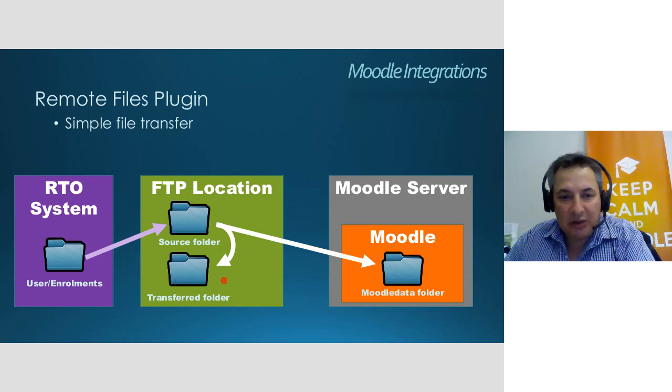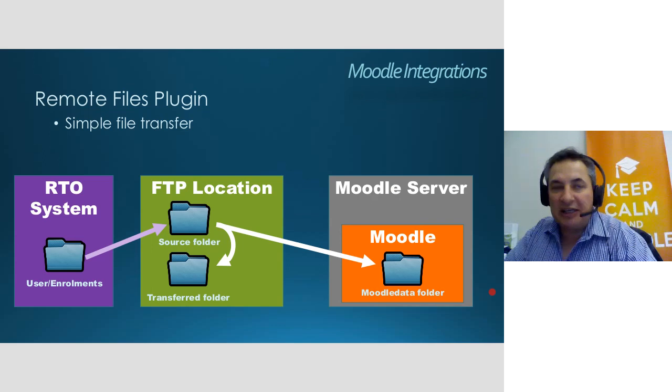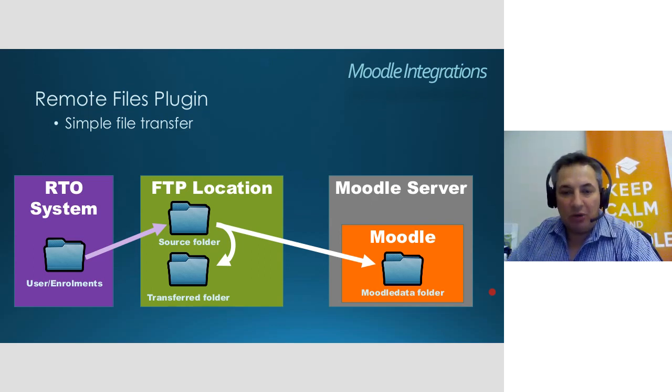It could be an FTP location on a server on the RTO side, or it could be an FTP location on the Moodle side, just as long as it's not inside the Moodle application itself. Because of security reasons, you wouldn't be able to get there. Or if you did get there, you've just opened a very big hole to your Moodle site. So the solution that we had to come up with had to incorporate this kind of flow.